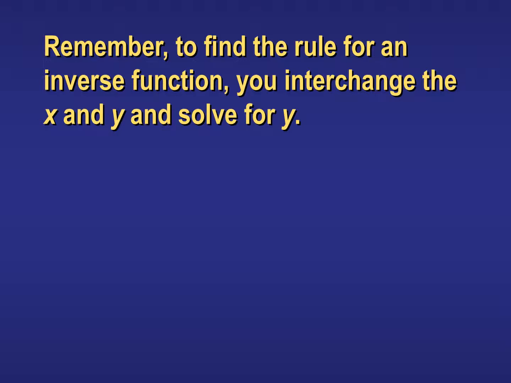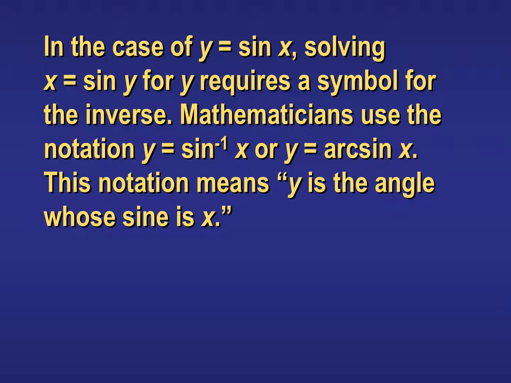So to remember, when we're finding the rules for the inverse function, you change x and y, and then you solve for y. So when we're doing trig functions, like for example the sine function, if we have y equals sine x, and we switch x and y, we end up with x equals sine y. And if we want to solve for y, we have to do the inverse sine, so sine inverse. So we apply sine inverse to both sides, and then we get y equals sine inverse of x, or y equals arc sine x, because remember arc sine means sine inverse.